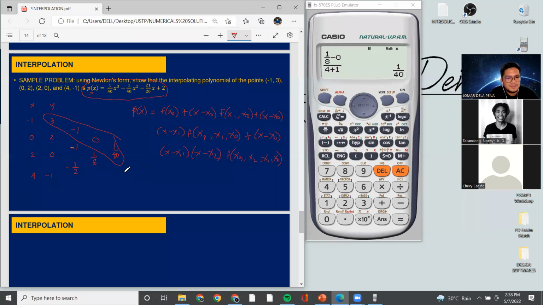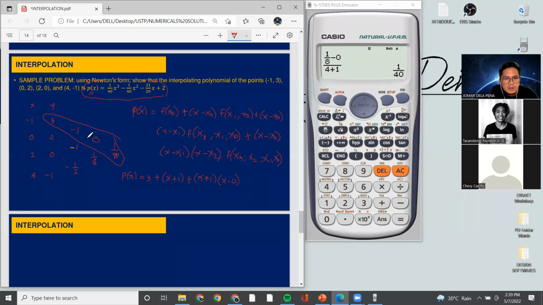So we have P of x. Copy si P of x. Kung sa itong f of x sub 0, we have 3. No? Then plus x minus x sub 0 is x minus x sub 0. At ang x sub 0 is negative 1. So x plus 1. Then next, plus x minus, plus ni siya plus 1. X minus 0. x sub 1 is 0 times function of x sub 2. This is the second divided difference.